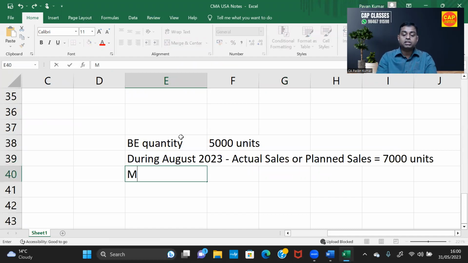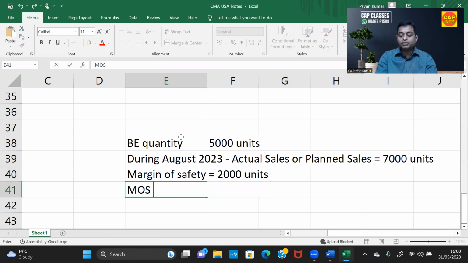Now you tell me, what is your margin of safety? Are you safe? Yes. Why are you safe? Because you are able to sell more than break-even quantity. If you sell beyond break-even quantity, you will get profit. If you sell less than break-even quantity, you will incur a loss. Because here planned sales is 7,000, which is more than break-even sales. Are you safe? Yes, sir, I am safe. What is the margin of safety? 2,000 units.